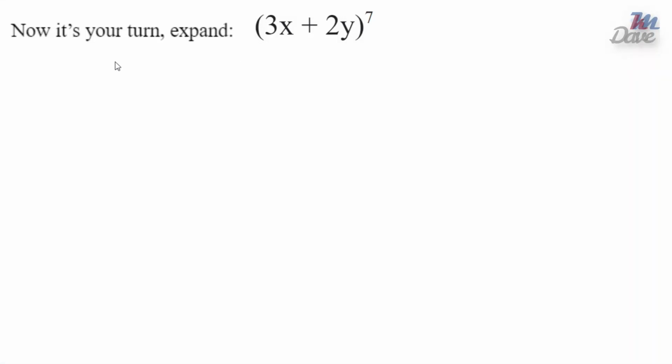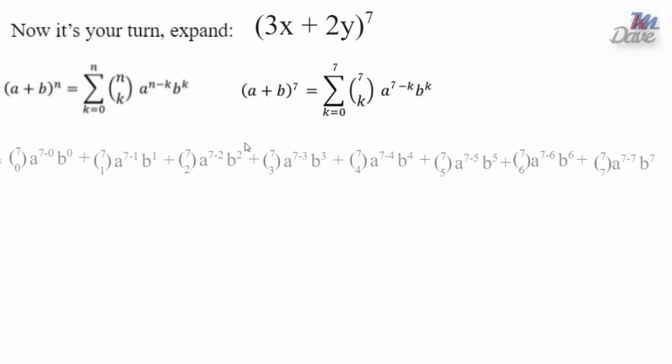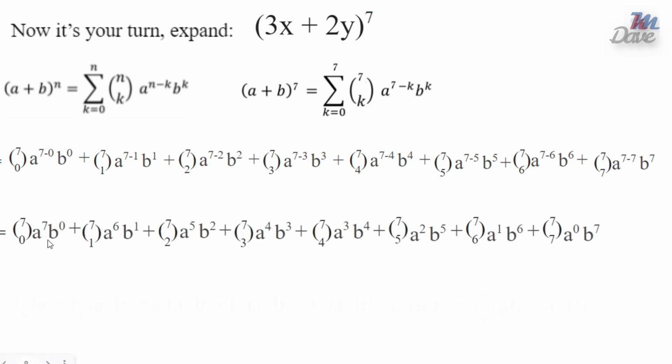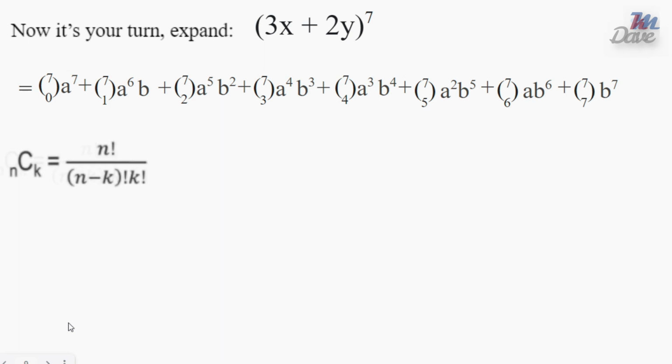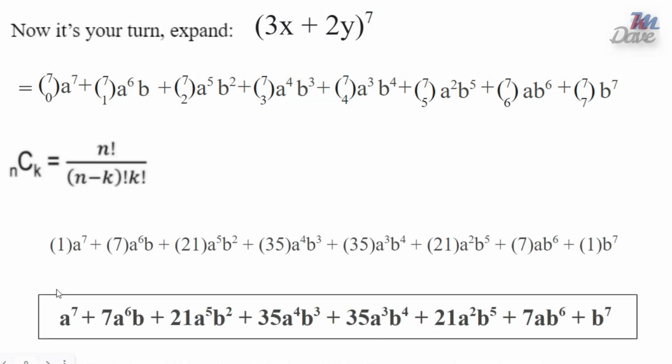So now, let's check. Use this formula. Substitute the value of n, which is 7. Then k is equal to 0 up to 7, which is the value of n. After that, check the exponents if there is a need to subtract and cancel out. Then get the value of the combinations. Using this formula, it will become like this and this.